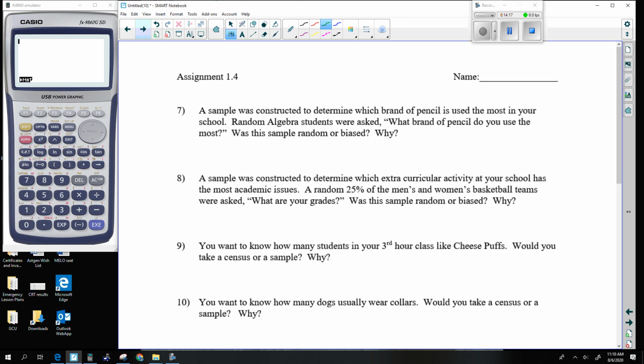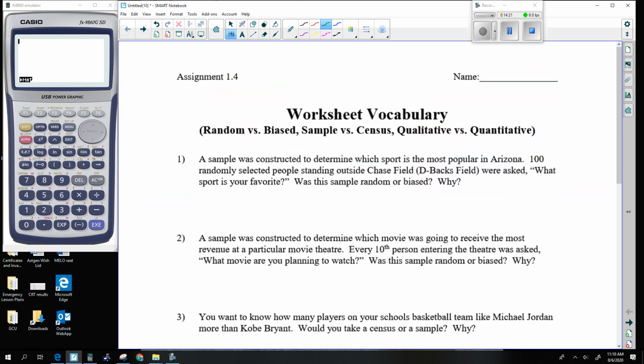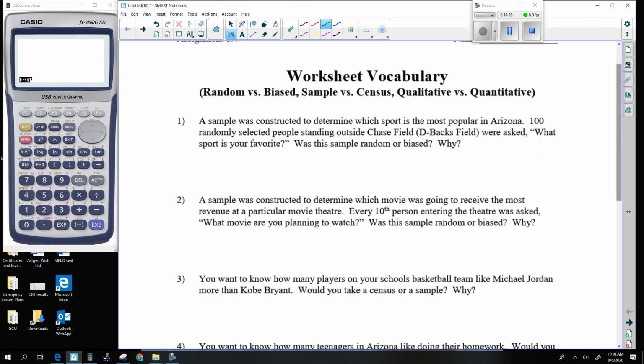So let's take a look here. Let's go back here. A sample was conducted to determine which sport is the most popular in Arizona. 100 randomly selected people standing outside Chase Field, Diamondbacks Field, were asked, what sport is your favorite? Was this random or biased? Okay, so the population that I wanted to know about is which sport is most popular in Arizona. So Arizona people, I guess.